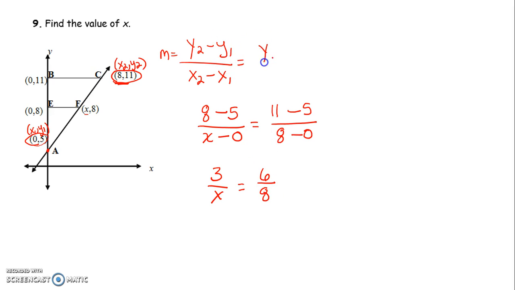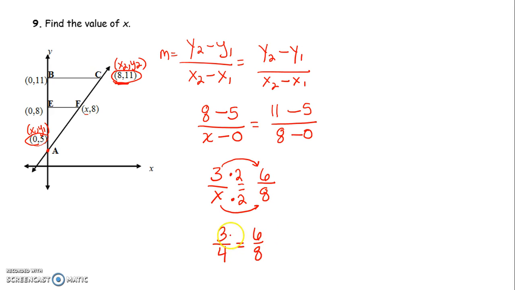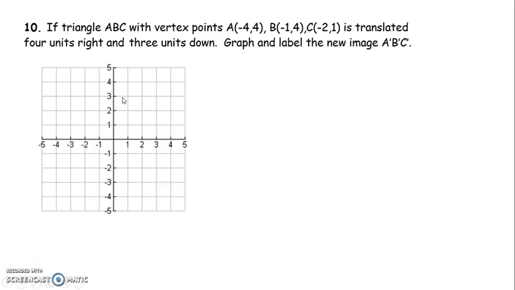All I did was between 2 different points, I used my slope formula twice. And now I'm going to be able to figure out x. So if I look here, 3 times what is 6? Well, 3 times 2 is 6. So something times 2 is 8. Oh, that x must be 4. 3/4 is the same as 6/8. 3/4 and 6/8 represent the exact same value. So x must be 4. Lots of ways to go about it, but I used our slope formula along that line. I hope that helps. Let's take a look at number 10.